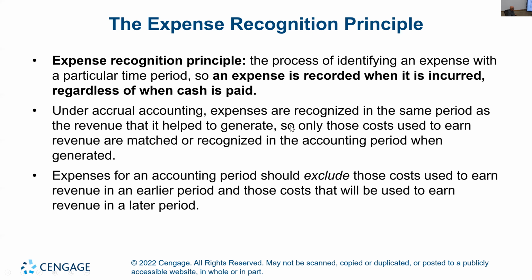The expense recognition principle says that an expense is recorded when it is incurred, regardless of when it was paid. So if we used up $200 worth of electricity and we received the bill, but we haven't paid it yet, but we've already used it, it becomes an expense in the period that we use the electricity, not when we actually send out the bill. Okay?